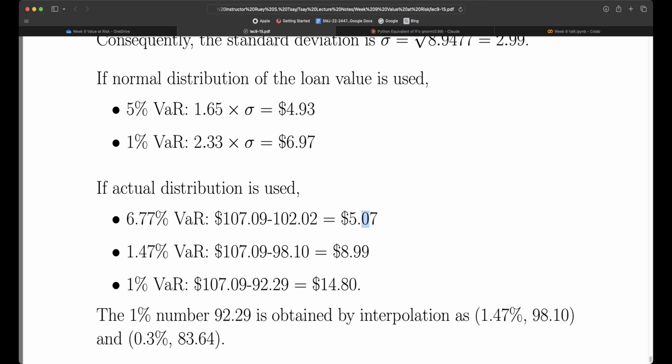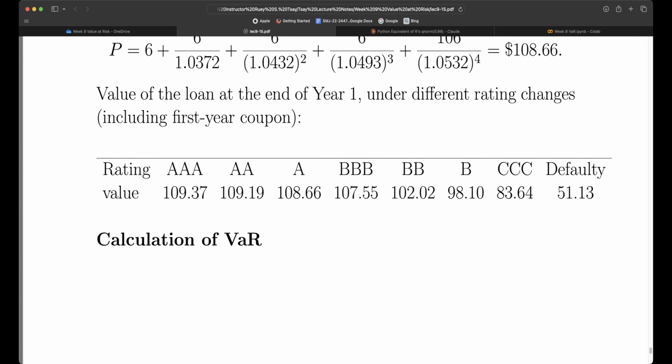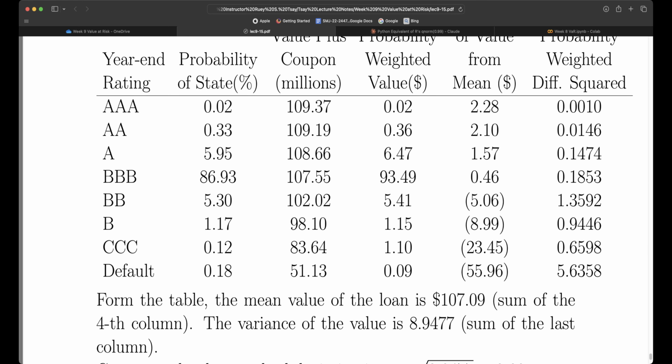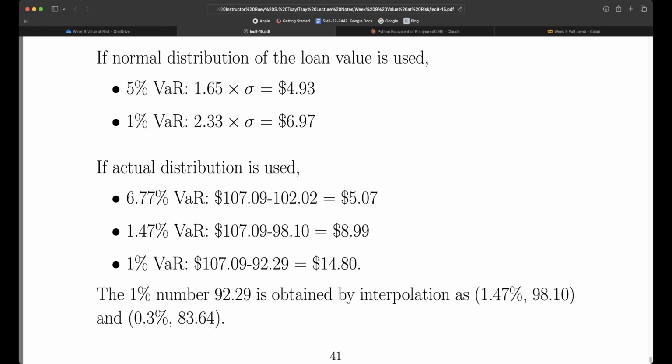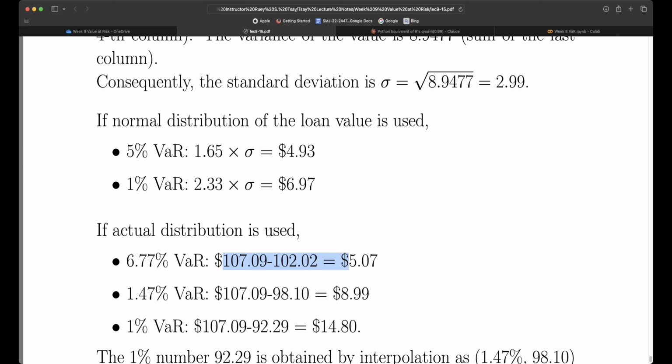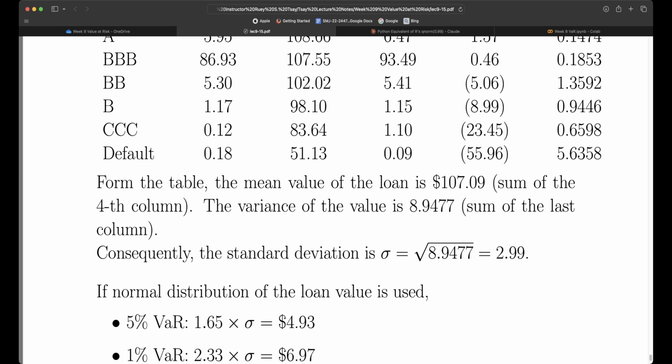Okay, for the actual distribution from this one, for each value, we know the probability. So from the probability, the probabilities sum to 1, so with 6.77%, then this is this one, so $5. Yeah, we are adding all of this.